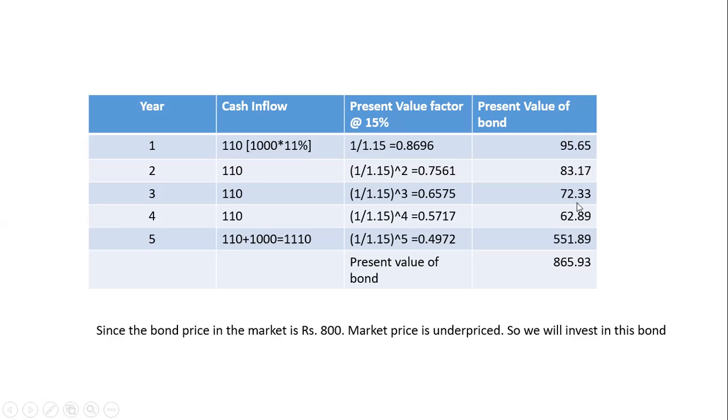83.17, 72.33, 62.89. How to calculate this? 110 multiplied by 0.8696, you will get 95.65.